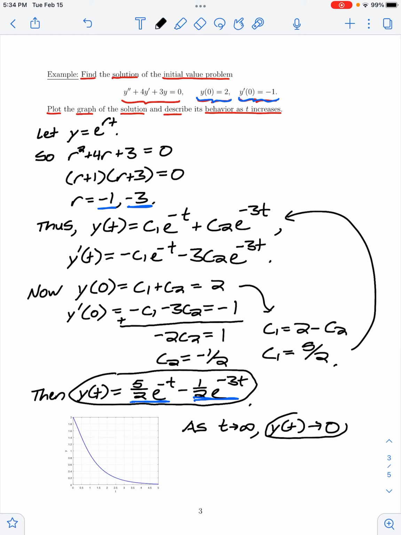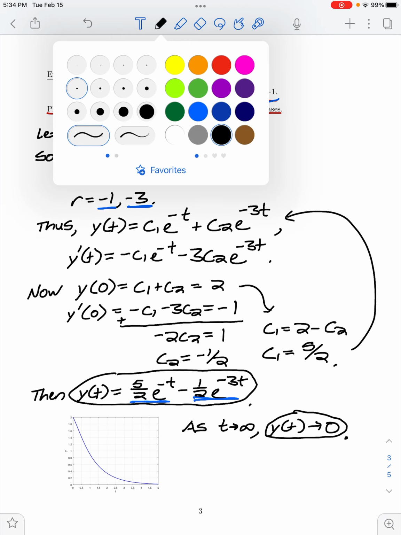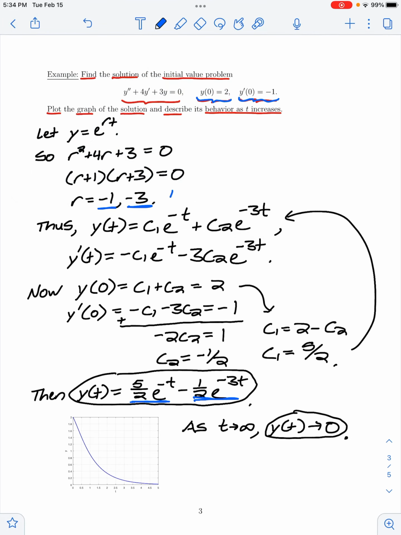So really, we knew what our limiting value was as soon as we saw that both of these roots are negative. As soon as we see both roots are negative, we know right away that our solution is going to tend to 0, and we can verify this result by plotting.